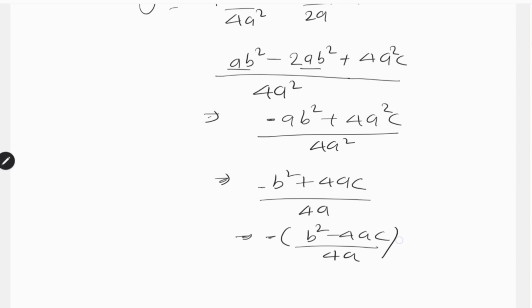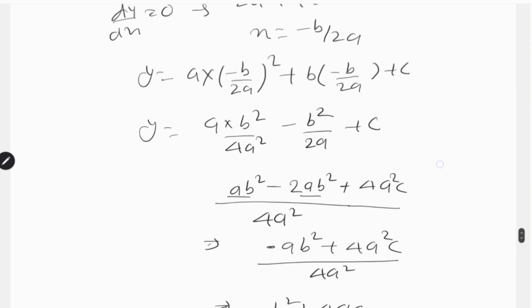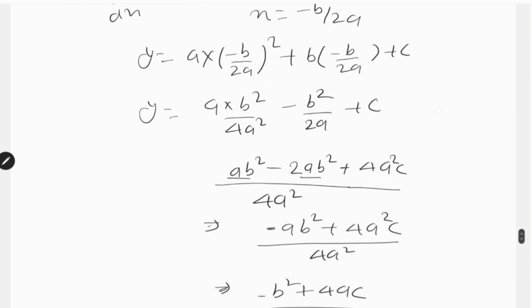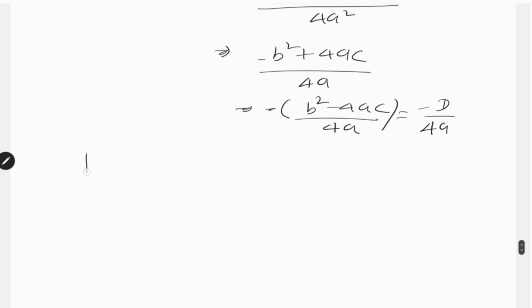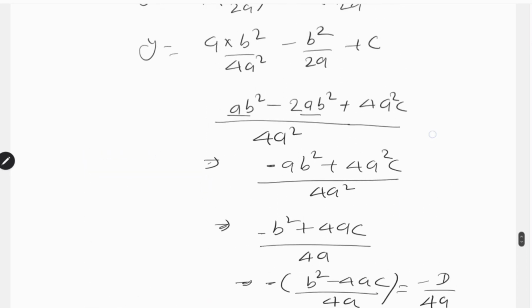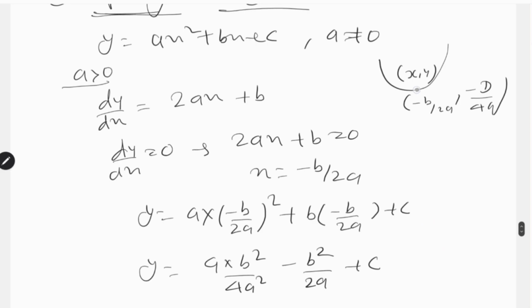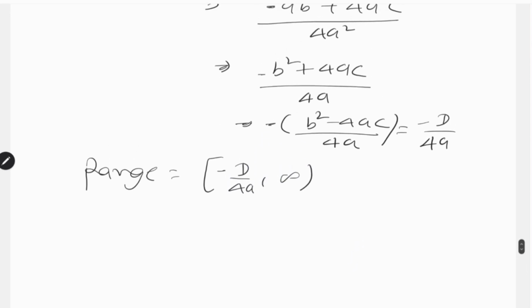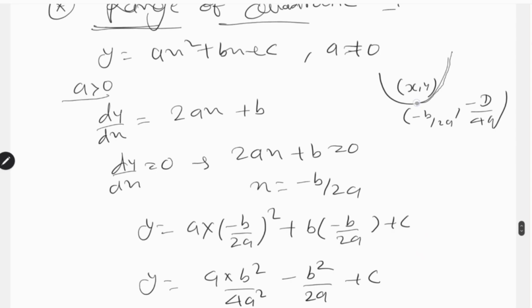Okay, and what is b square minus 4ac? That is D. So y is negative D by 4a. Okay, so the second coordinate of the vertex is negative D by 4a. Okay, the range is, because the range lies at the minimum point and goes to infinity, the range is minus D by 4a to infinity. And that is the vertex of this parabola, minus b by 2a.